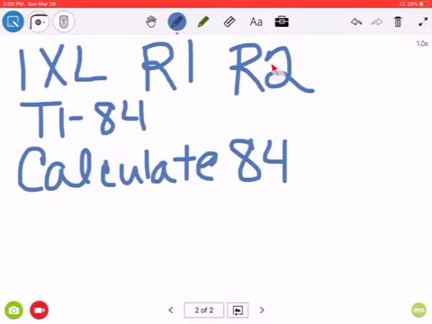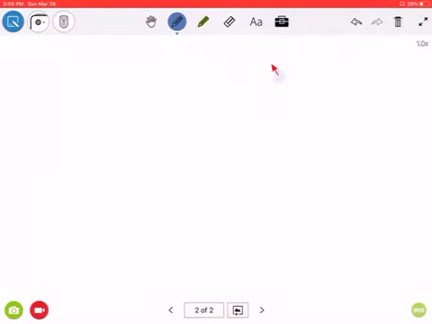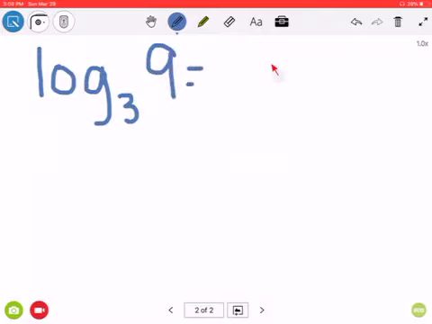Let's look at what R1 is all about. And what you're going to find with logarithms. A logarithm problem looks like this. Log base 3 of 9 equals what? Well, it's equal to 2. How do I know that?